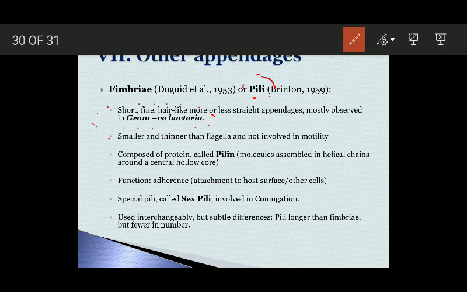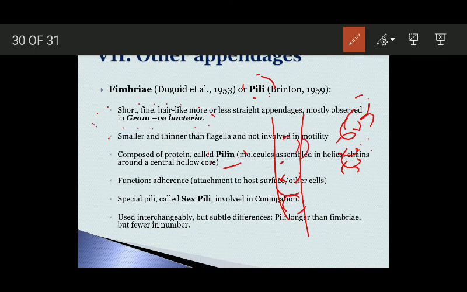a central hollow core. Like flagellin, you have here pilin proteins. These pilin proteins get assembled in helical chains and they enclose a central hollow core. They get assembled in helical chains, and these helical chains form a central hollow core.